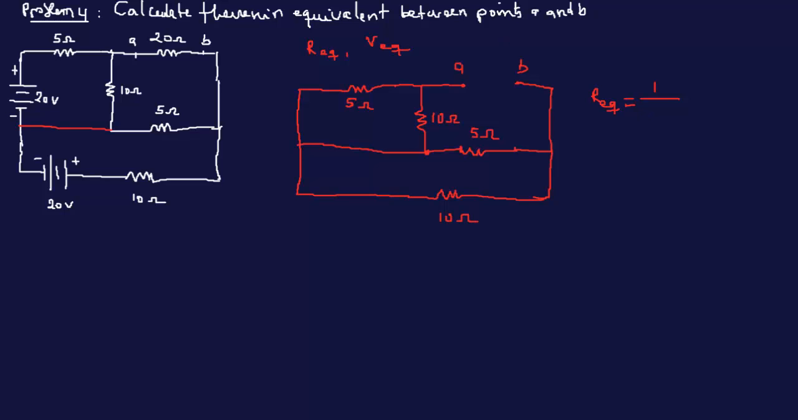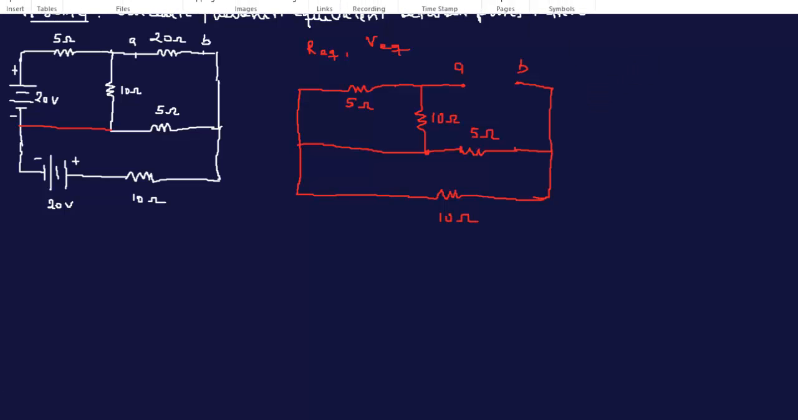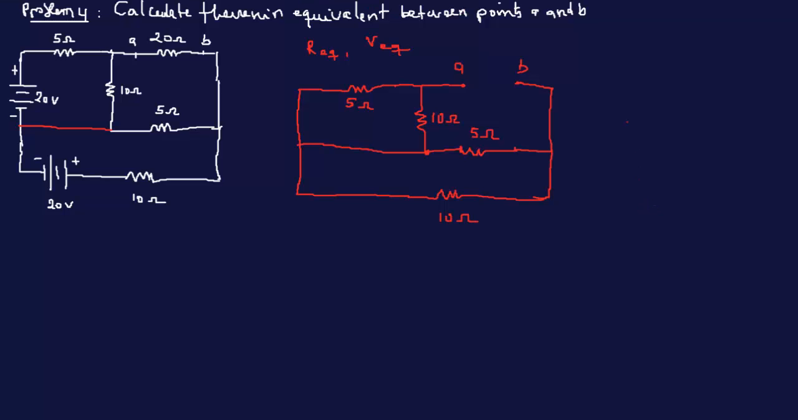Let me do it this way. I think it would be a lot easier to understand because I'm working it in my head, but okay, let's do it this way. So we have 5 and 10, so that's 5 times 10 over 5 plus 10, so that's 50 over 15.